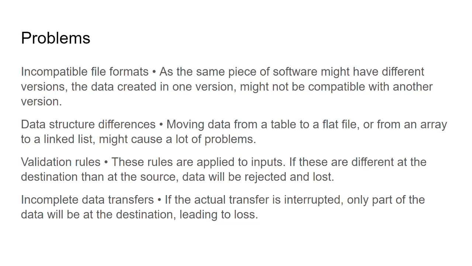Incomplete data transfer. If the actual transfer is interrupted, only part of the data is transferred to the destination, leading to loss of the other half. An example of this is, suppose the power goes out in the middle of copying a file from the USB to your RAM, random access memory. So if suddenly your computer goes off, only some of the data is transferred, not the entire data. The other data is lost.